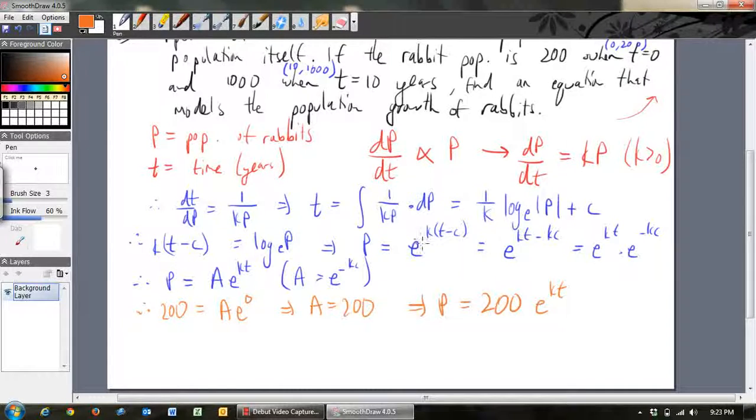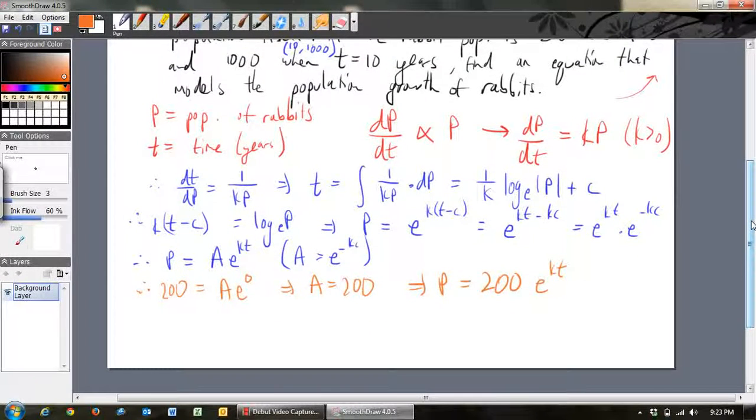Let's substitute the other one in. Now this is where it could be 50-50 depending on your algebra and number skills on when you substitute this in. I'm going to run out of space, so I'm sorry about having to squish this in. Okay, so therefore we also know that the population is 1000 when t is equal to 10. So we've got 1000 equals 200 e to the 10k. In other words, putting in t as 10 is that. So now let's solve this for k.